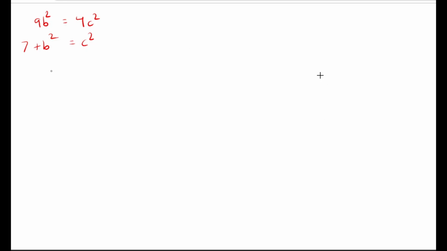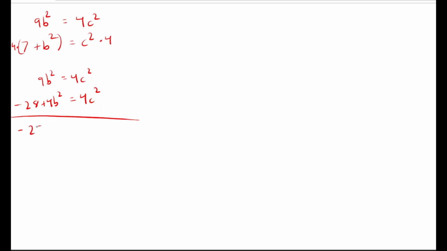So now we can actually just multiply both sides of this equation by some value. Let's do 4. So we can subtract it like that. So 4 times all this, and 4 times this. And then our new set of equations will be 28 plus 4B squared and 4C squared. So subtract these equations, 28 plus 5B squared equals 0. So 5B squared equals 28, and B squared equals 28 over 5.